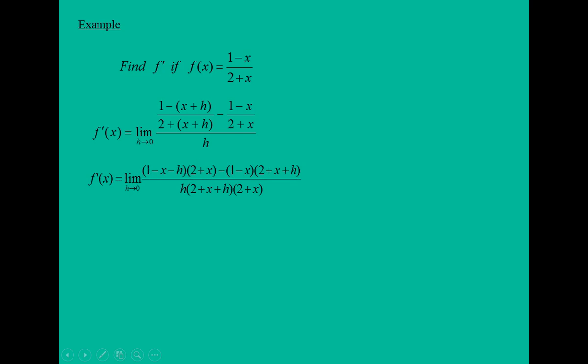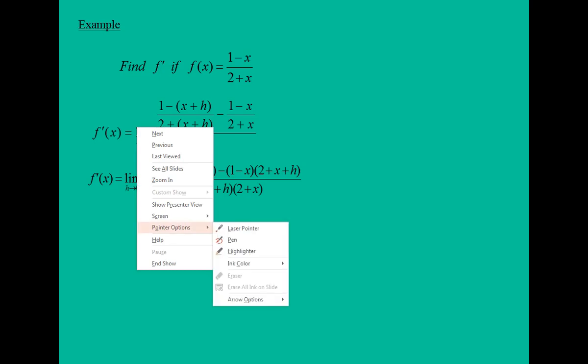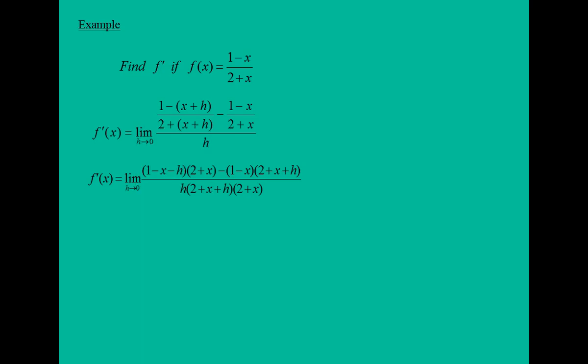Here we got a common denominator in the numerator and then invert and multiplied. So just to clear up that step a little bit, to get a common denominator in the numerator, we'd have to multiply by 2 plus x divided by 2 plus x here, and then 2 plus x plus h divided by 2 plus x plus h.